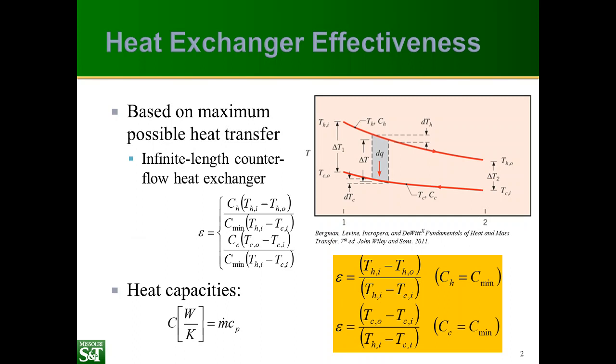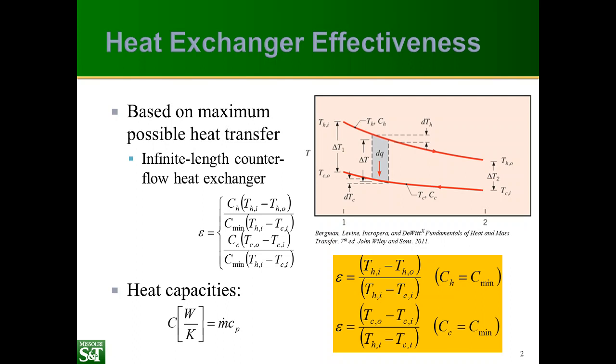So what we end up with is, if the total heat capacity of the cold side is less than the hot side, then the cold fluid is going to heat up faster. And the maximum possible heat transfer is going to be the heat capacity of the cold side times the difference in the inlet temperatures. If C hot is less than C cold, then the hot fluid is going to cool faster than the cold fluid heats up. And the maximum possible heat transfer is going to be the heat capacity of the hot side times the difference in the inlet temperatures.